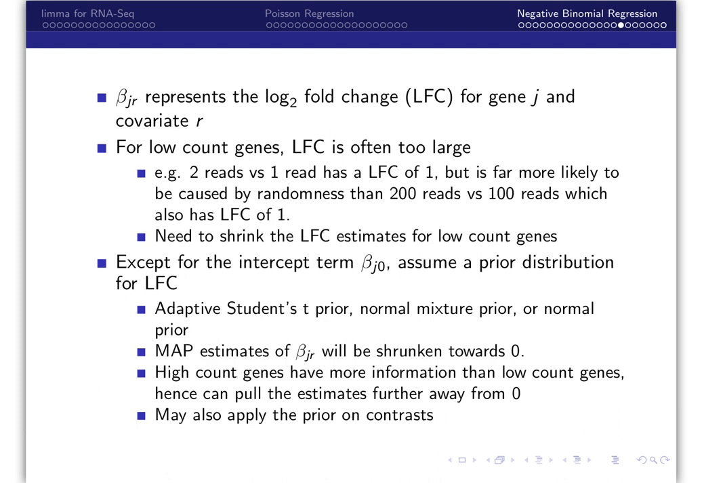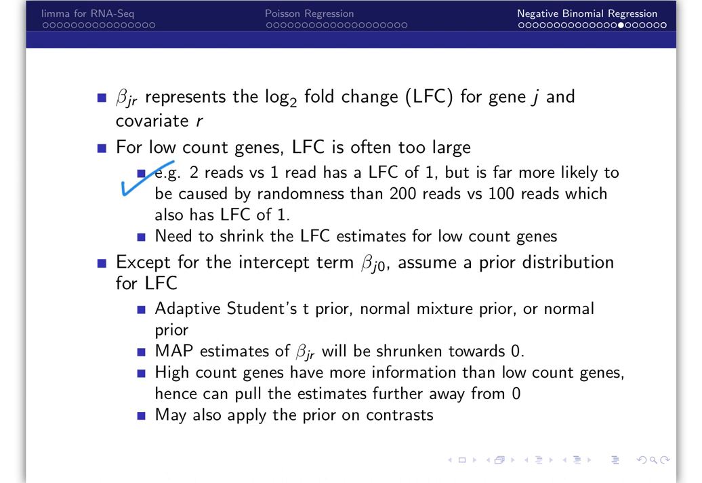Beta sub JR represents the log base 2 fold change for gene J and a 1 unit difference in covariate R. But this log 2 fold change is not useful for low reads. For example, if you have a sample with 2 reads versus 1 read, the log 2 fold change is 1. But this is likely due to randomness. If you have a sample with 200 reads and a sample with 100 reads, the log 2 fold change is also 1, even though the stability of the estimate for the first example is worse than the second example.